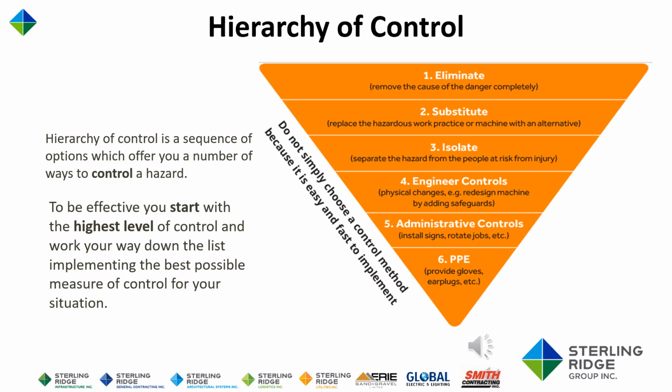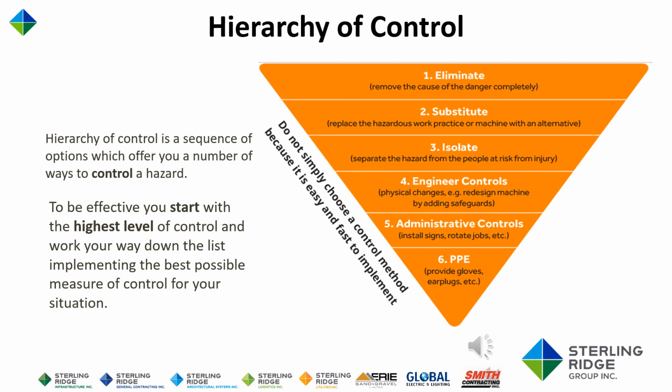Hierarchy of control. Hierarchy of control is a sequence of options which offer you a number of ways to control a hazard. To be effective, you start with the highest level of control and work your way down the list, implementing the best possible measure of control for your situation. 1. Eliminate: remove the cause of the danger completely. 2. Substitute: replace the hazardous work practice or machine with an alternative. 3. Isolate: separate the hazard from the people at risk from injury.